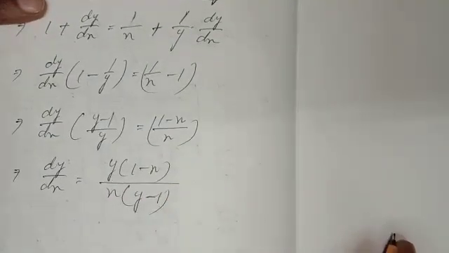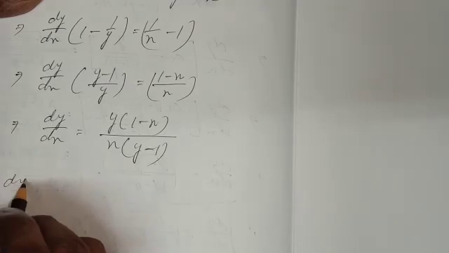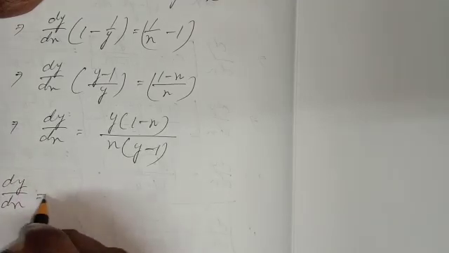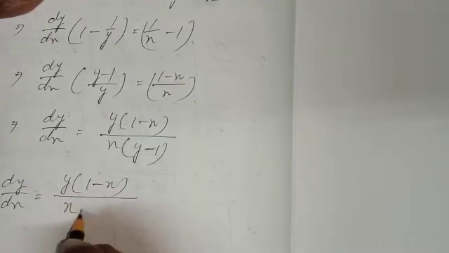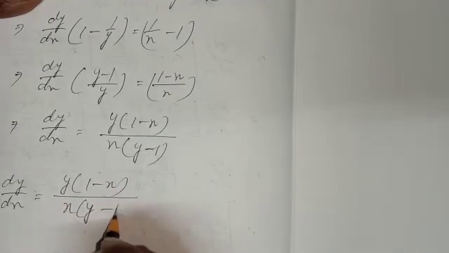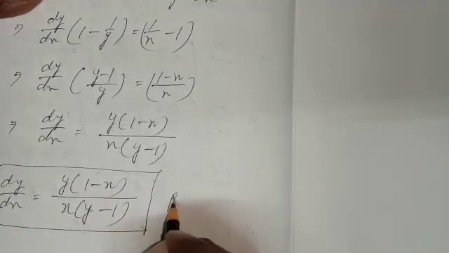Now you see, it is true or not? Therefore, the final result is dy by dx is equal to y into (1 minus x) by x into (y minus 1). Proved.